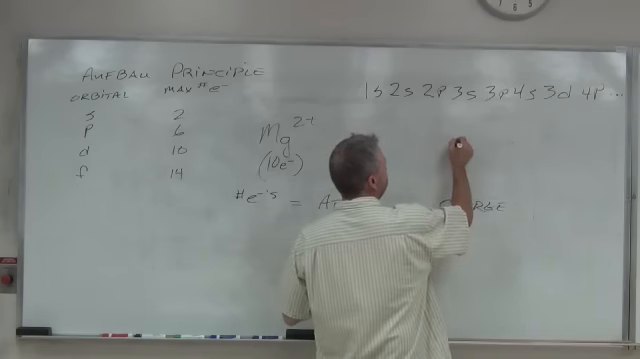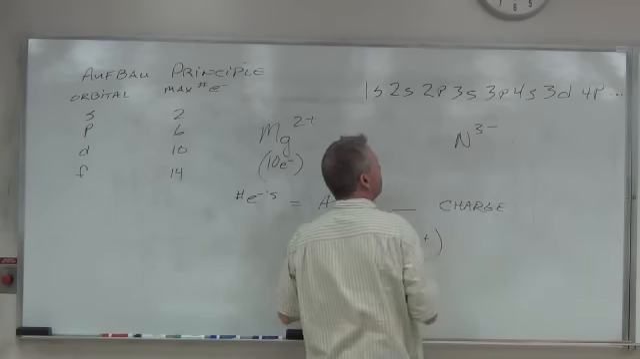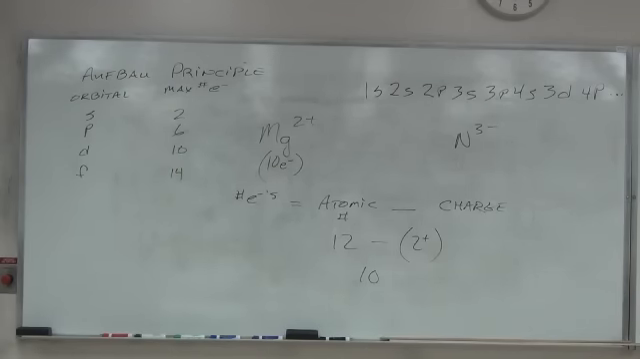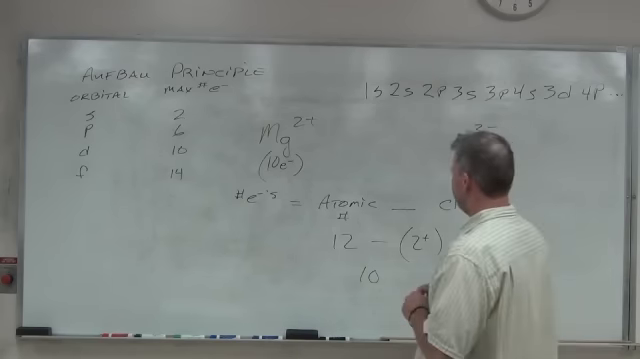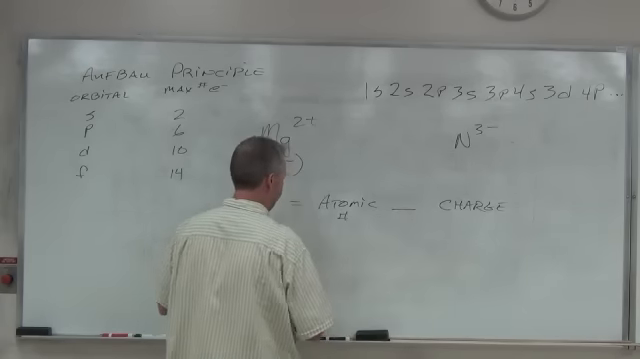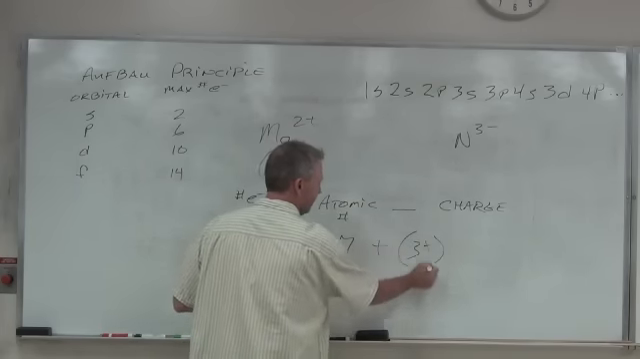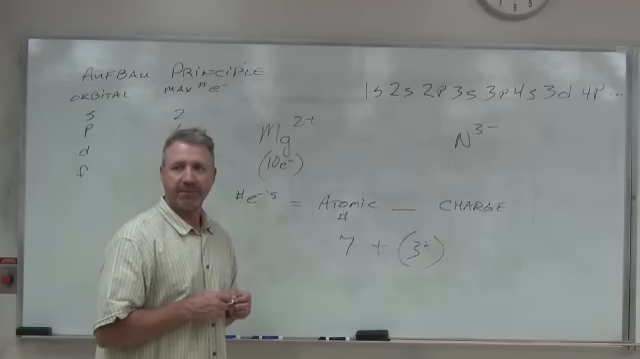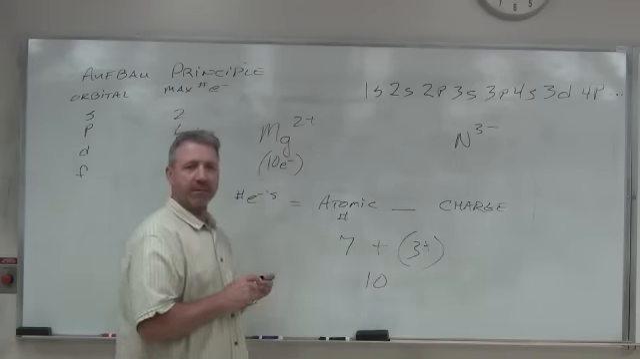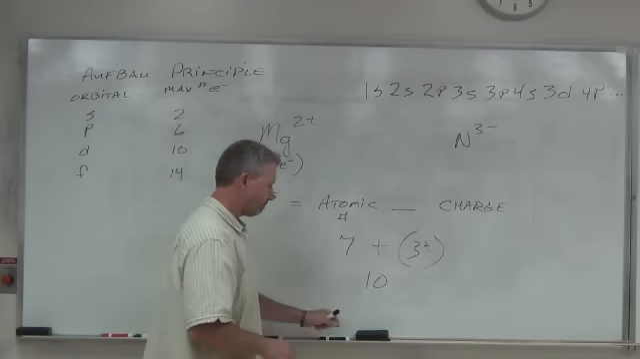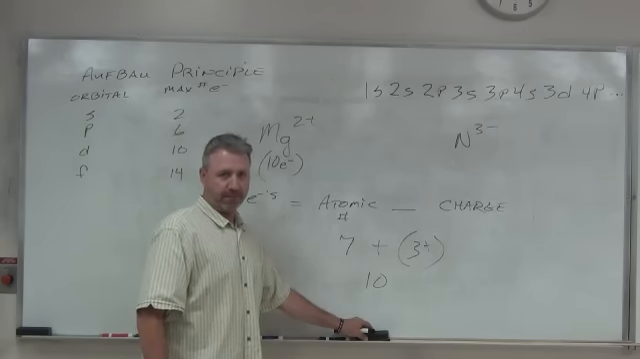How about nitrogen with 3 minus. How many electrons? 10? Nitrogen, 3 minus. What's the atomic number for nitrogen? 7. Minus the charge, which is 3 minus. Minus a negative is adding a positive. 10. Okay? Pretty good? All right. We sure? Okay.